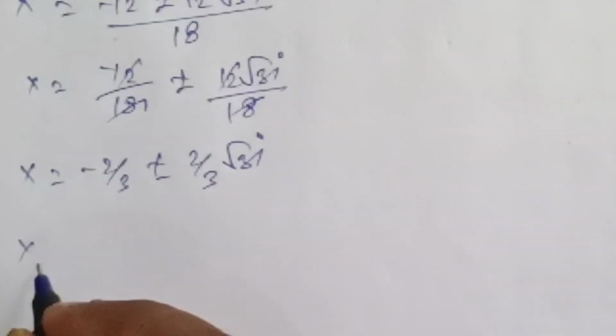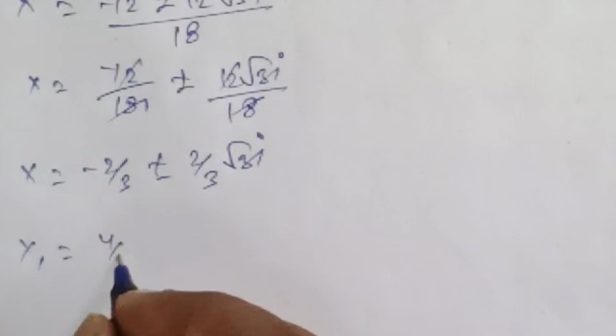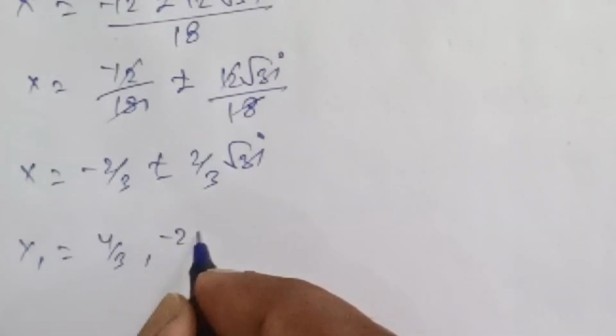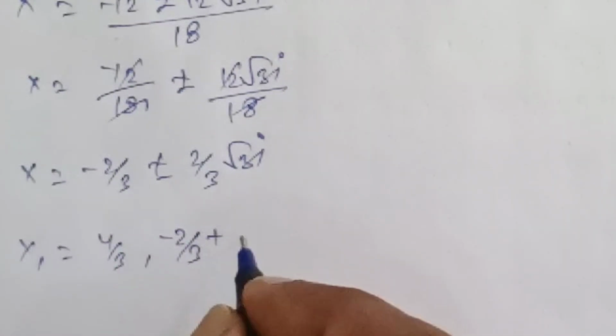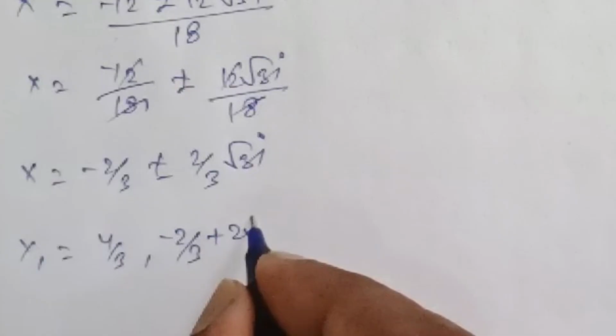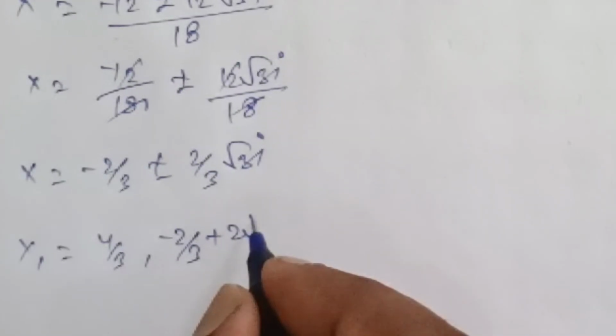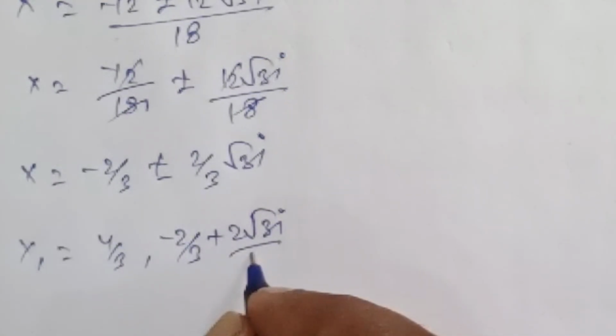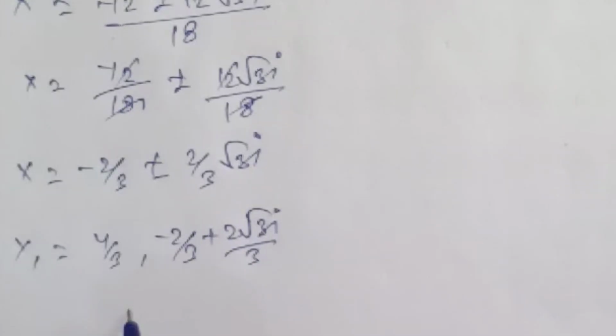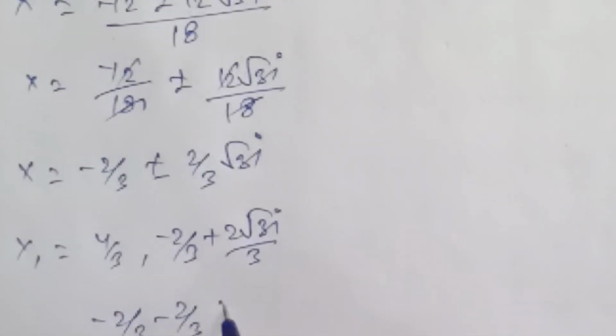Here x1 value is 4/3, second is minus 2/3 plus 2 root 3 i divided by 3, third is minus 2/3 minus 2/3 into root 3 i. This is the x1, x2, x3 value.